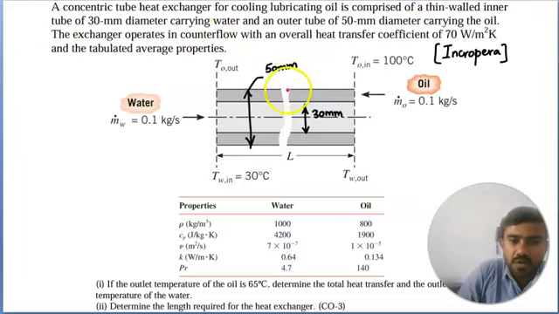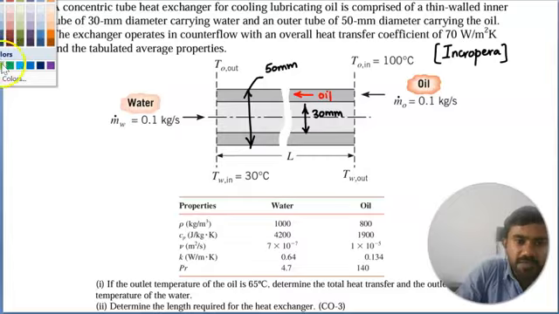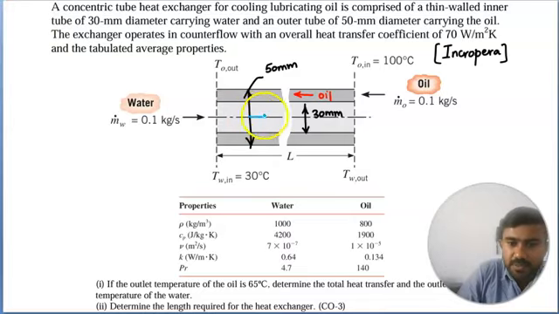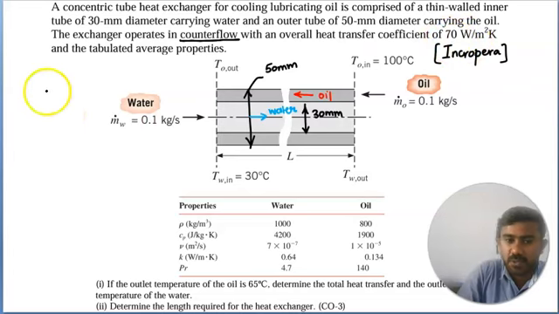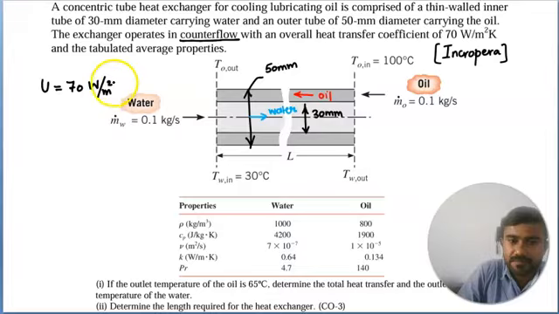So if you look at the hot and the cold fluid, the hot fluid flows in this direction and the cold fluid is flowing in the inner tube in the opposite direction. So it's a counterflow concentric tube heat exchanger. And the tube diameters are given. The exchanger operates in counterflow with an overall heat transfer coefficient capital U of 70 watts per meter square Kelvin.